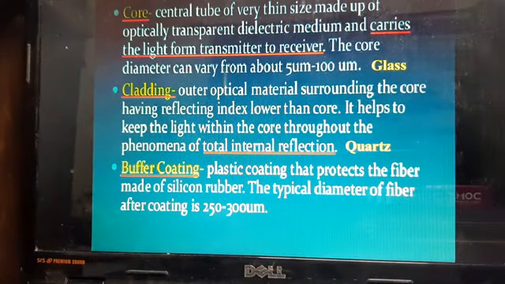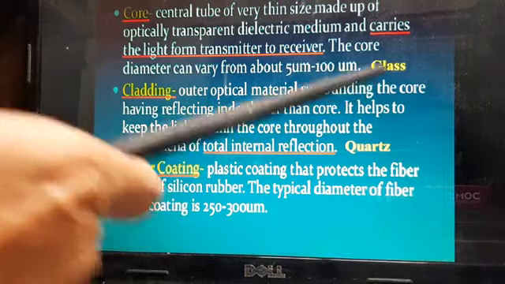Now what is core? Core is the central tube of very thin size, made up of optically transparent medium, and which carries the light from transmitter to receiver. The core diameter can vary from 5 micrometer to 100 micrometer. So it is made up of glass.